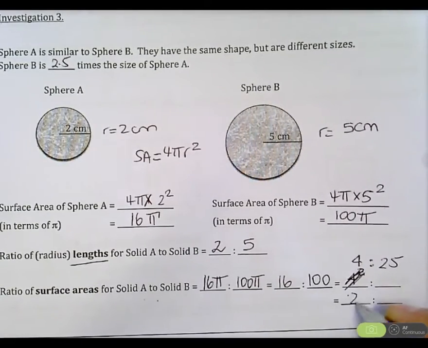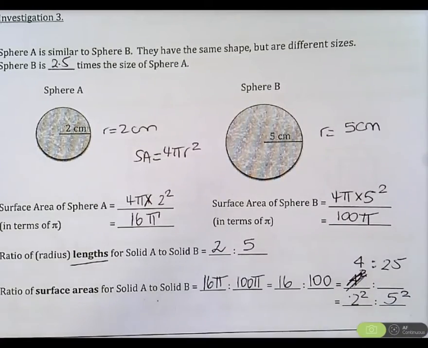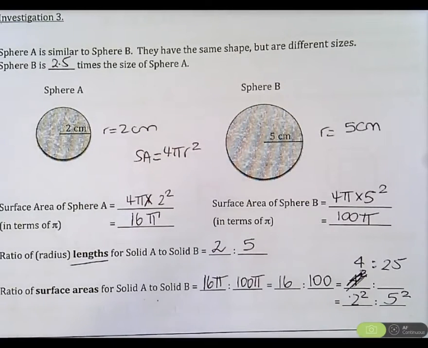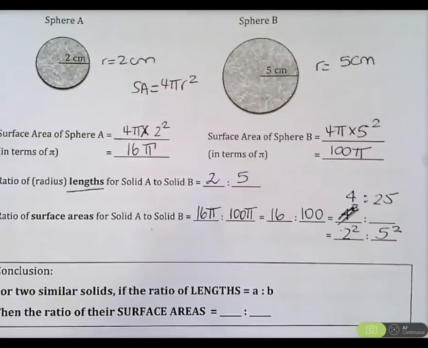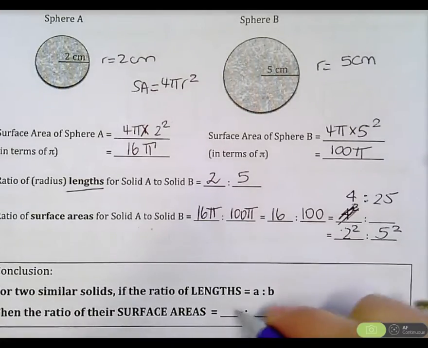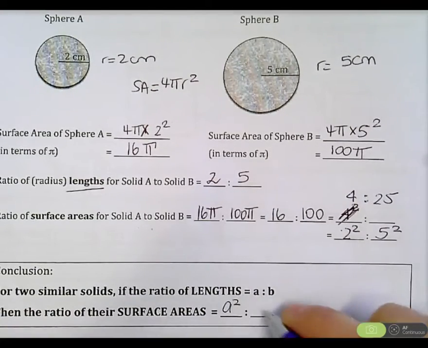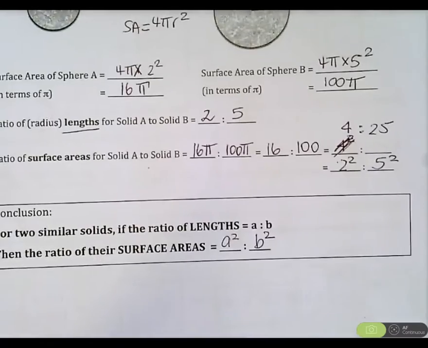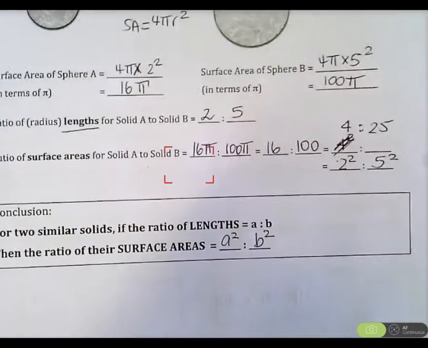2 squared, but we knew that anyway. We knew we were going to get 2 squared and 5 squared because the ratio of the lengths is 2 to 5. So the ratio of the surface areas, which is just the area of all the faces, should be 2 squared to 5 squared, and we got that anyway. So therefore, in conclusion, for two similar solids, if the ratio of the side lengths is A to B, then the ratio of the surface areas will be A squared to B squared. Okay with that? Right, we'll keep going. Got that, girls? Girls, come on.